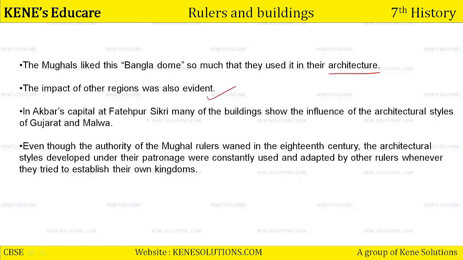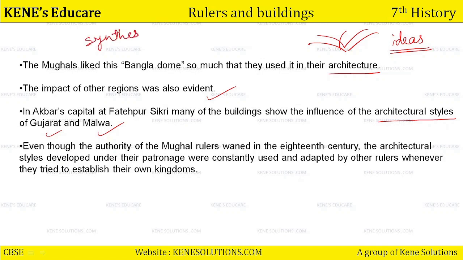In Akbar's capital, Fatehpur Sikri, many of the buildings show the influence of the architectural styles of Gujarat and Malwa as well. So basically, you can see that they are using the ideas of different regions in their architectural designs and style. So you can say that the architecture under the Mughals was a synthesis symbolizing the style and architecture of various regions.